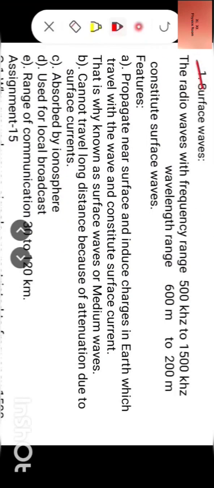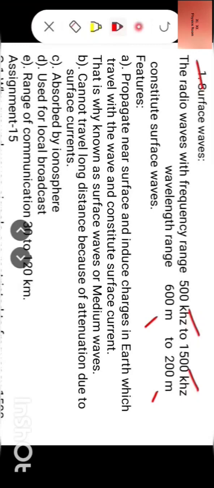First, we take up surface waves. The radio waves with frequency range 500 kHz to 1500 kHz and wavelength range 600 meter to 200 meter constitute surface waves. I repeat, the radio waves with frequency range 500 kHz to 1500 kHz and wavelength range 600 meter to 200 meter constitute surface waves. You can calculate wavelength from the formula c = nu lambda, where nu is frequency, lambda is wavelength, and c is velocity of light, which is 3 into 10 raised to the power 8 meter per second.